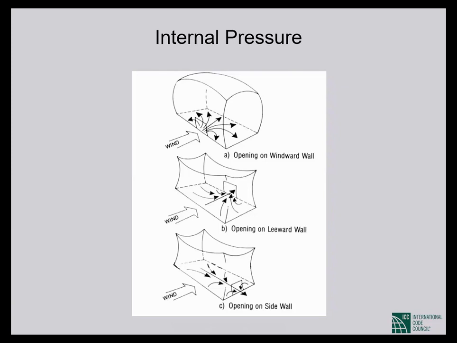And in the third picture, we also have a suction opening on one of the side faces, so more wind gets out than can get in, and so we have negative internal pressure. Okay.